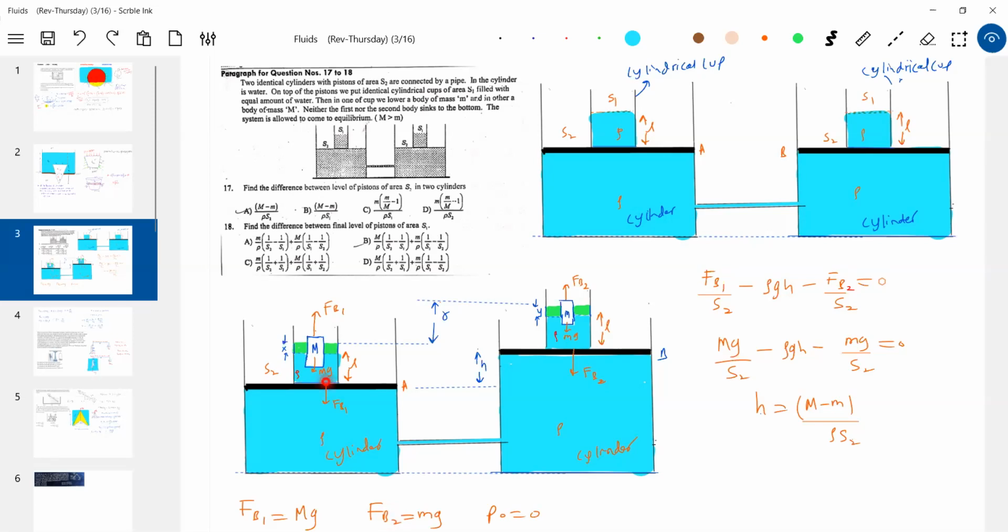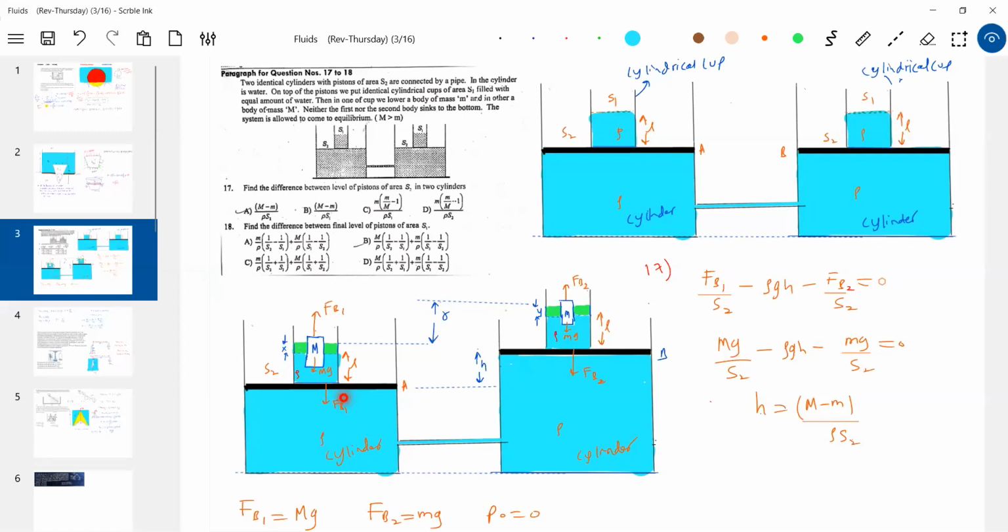So definitely, what should happen to this piston A? It should descend down compared to the initial level. So this will descend, and as this descends, this should ascend. Now the difference in height of the pistons A and B, let it be H. Find the difference between the levels of the pistons of area S2 in the cylinder. It is asking to calculate H, the first part.